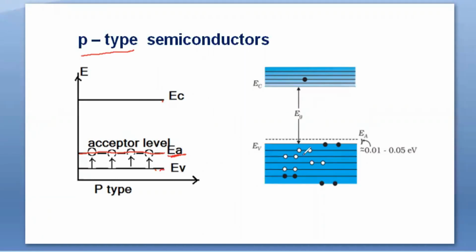And here we can see trivalent impurities. They are deficient by one electron, so holes are formed in the valence band. And due to the intrinsic nature, some electrons will go to the conduction level, leaving holes in the valence band. So as the holes are in the majority number, they are the majority charge carriers, and electrons are in very small number, so they are called the minority charge carriers.